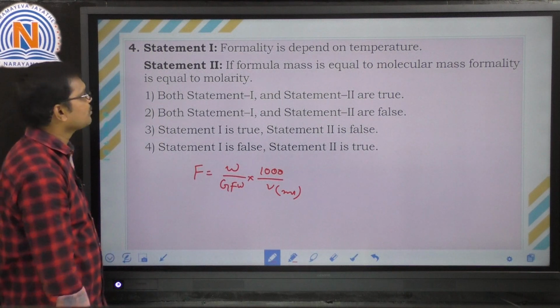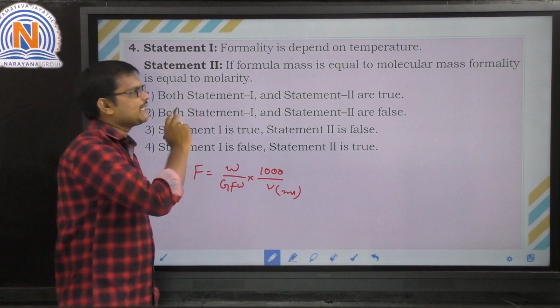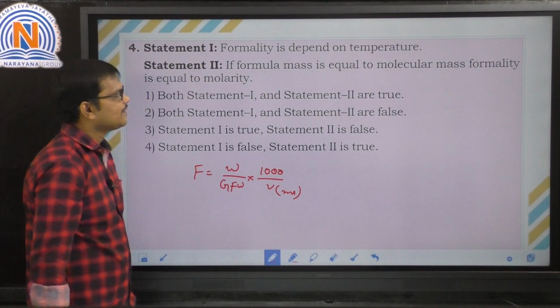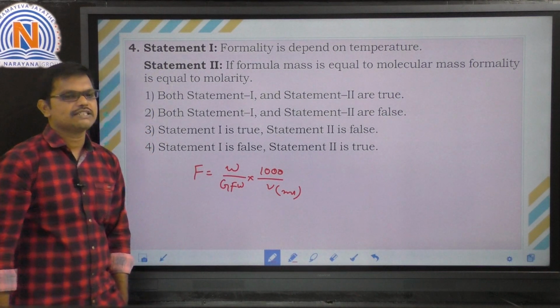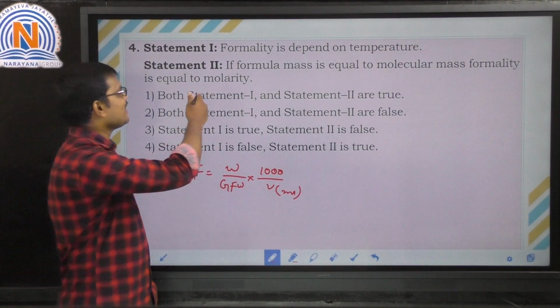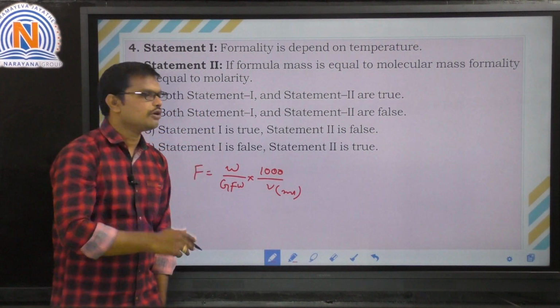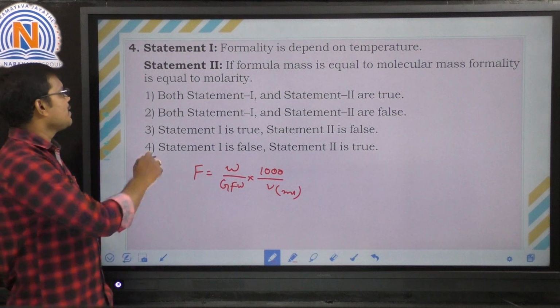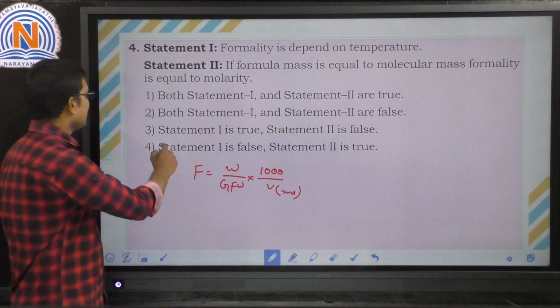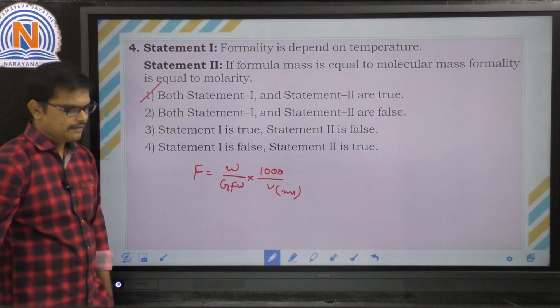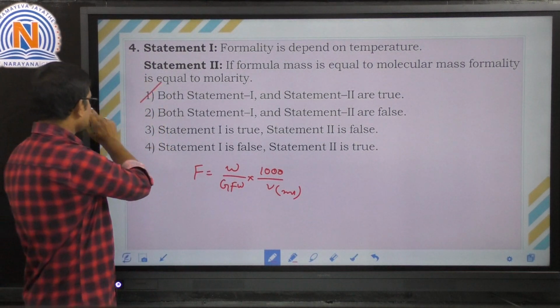correct. Option 2: if formula mass is equal to molecular mass, the formality is equal to molarity. Yes, if the formula mass is equal to molecular mass, the formality is equal to molarity. So both statements are correct. Both statement 1 and statement 2 are true. Option 1. Next, fifth question.